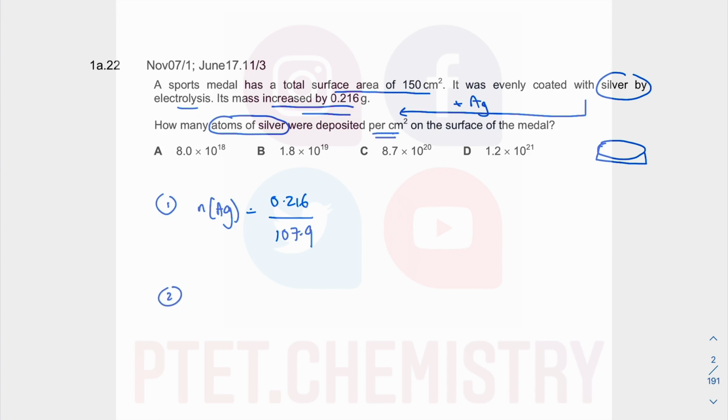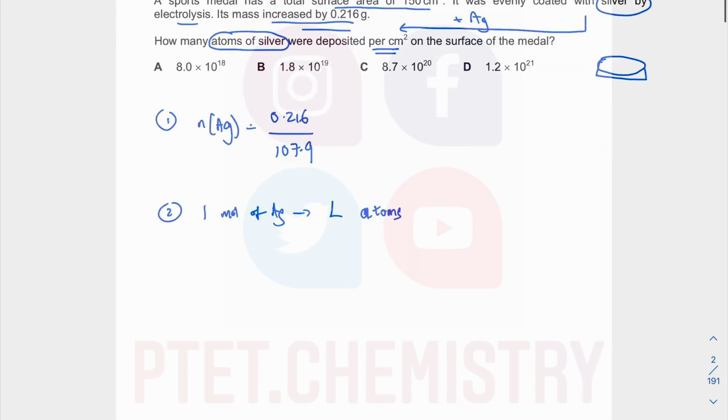I'll just use it in the following part. So we know that 1 mole of silver would have Avogadro number of atoms, because 1 mole of something has Avogadro number of atoms. This one you can get from your data booklet in front. There's a list of data there. So 0.216 over 107.9 mole of silver, I will get 0.216 over 107.9 times L number of silver atoms.